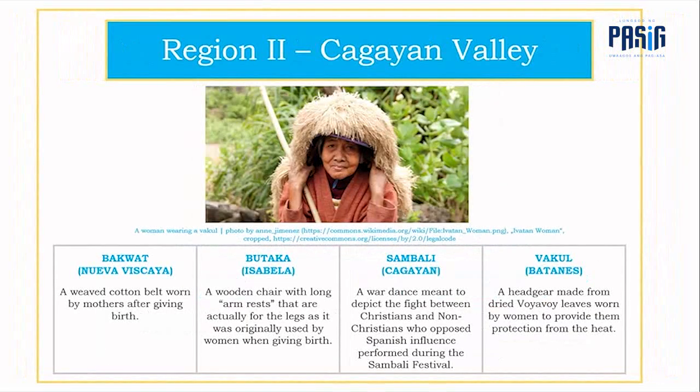Region 2, Cagayan Valley. Bakwat from Nueva Vizcaya is a woven cotton belt worn by mothers after giving birth. Butaka from Isabela is a wooden chair with long armrests that are actually for the legs, as it was originally used by women when giving birth.